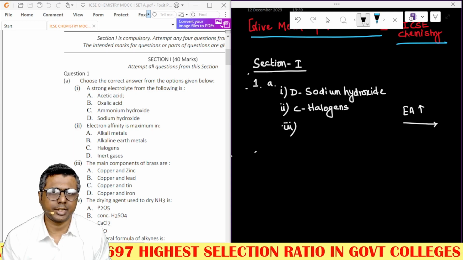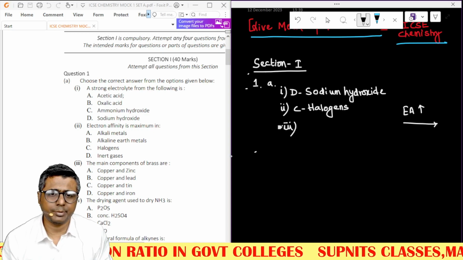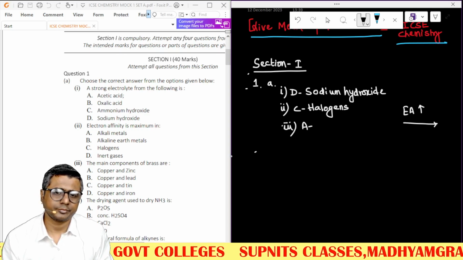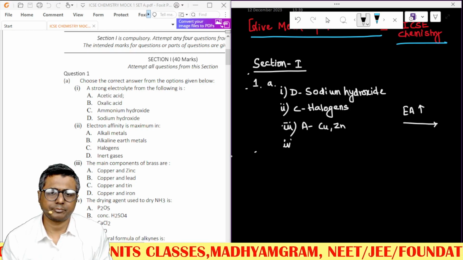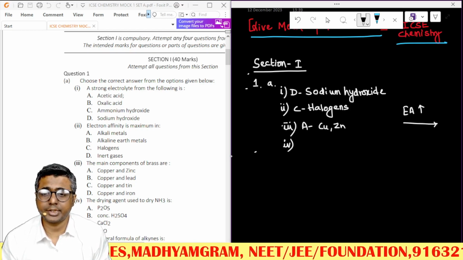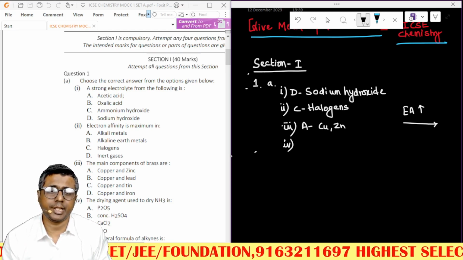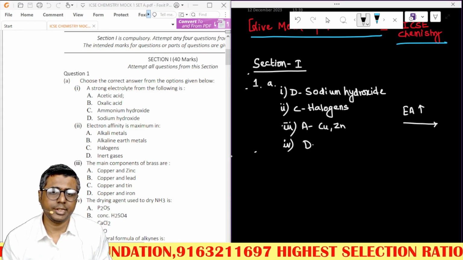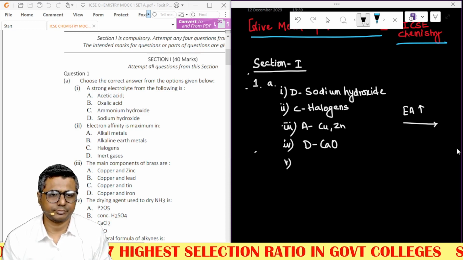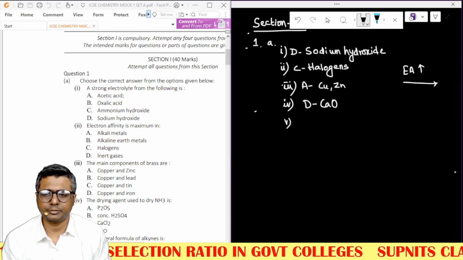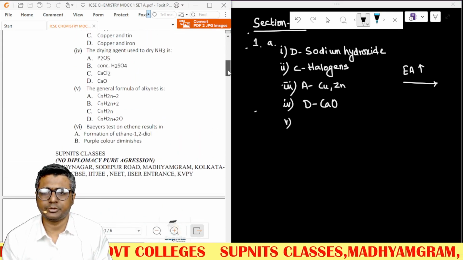Brass is mentioned in the syllabus as an alloy that you have to study, so you have to study that well. So here the answer will be A, copper and zinc. Okay. Next question. Drying agent used to dry ammonia. Ammonia is dried by quicklime, that is CaO. So answer will be D, calcium oxide. Number 5. Let's go for number 5 now. General formula of alkynes. Without even seeing the options, you should be able to do it.